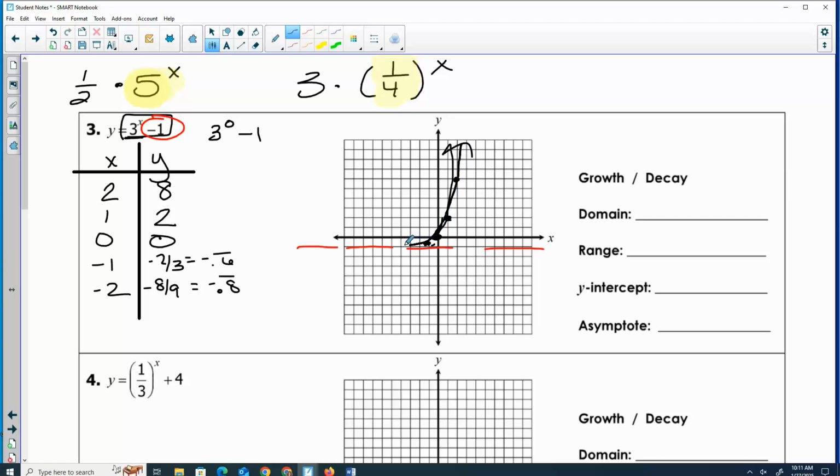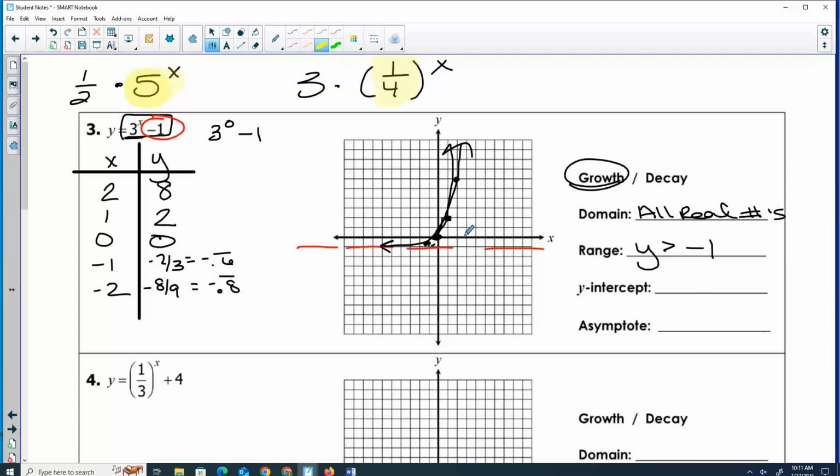So our graph looks like this. So just like we predicted, 3 is bigger than 1, so that is growth. It's getting bigger. Domain every time is all real numbers. My range, it is going up, so it's y is greater than, but the value this time it's not 0, it's -1. It's where your asymptote is.